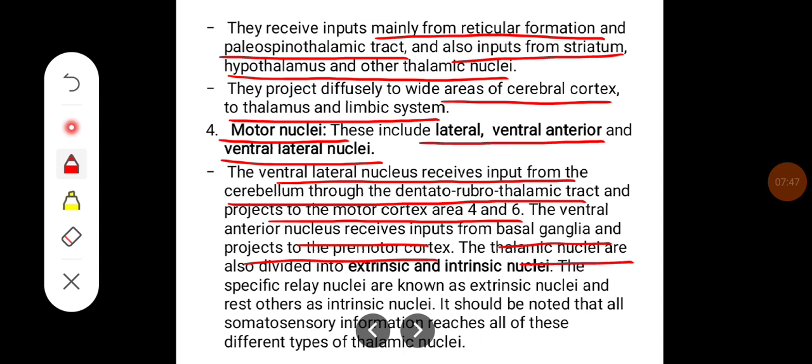The thalamic nuclei are also divided into extrinsic and intrinsic nuclei. The specific relay nuclei are known as extrinsic nuclei and the rest as intrinsic nuclei. It should be noted that all somatosensory information reaches all these different types of thalamic nuclei.